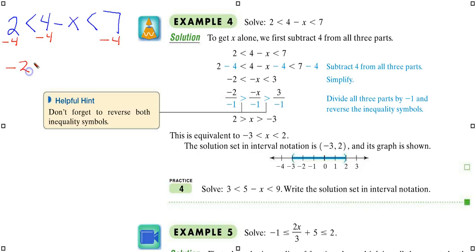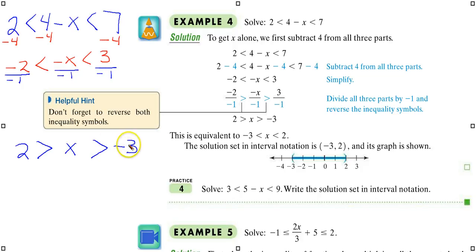So this will be -2 is less than -x is less than 3. Now, we want to solve for a positive x. So we do that by dividing everything by -1. Now, keep in mind, we are dividing an inequality by a -1. When we do that, to keep it a true statement, we have to reverse the direction of our inequality signs. So right now they're pointing to the left. By dividing by a -1, we get them to point to the right. Now this becomes 2, this becomes a positive x, and this becomes a -3.